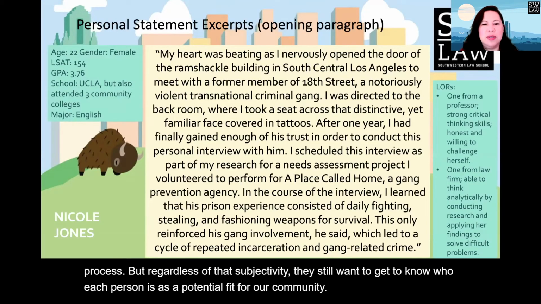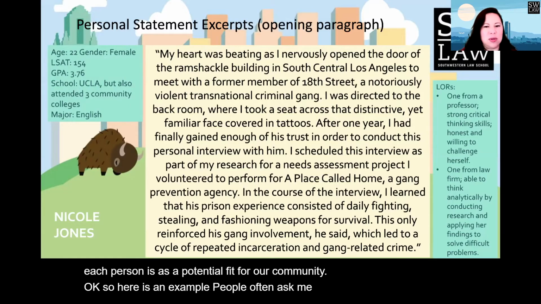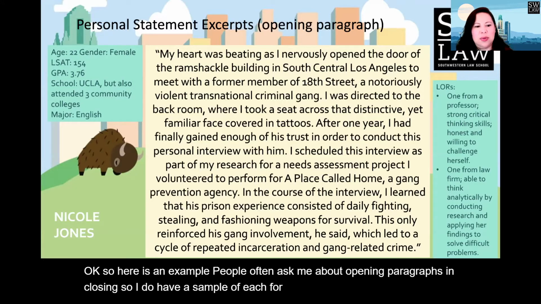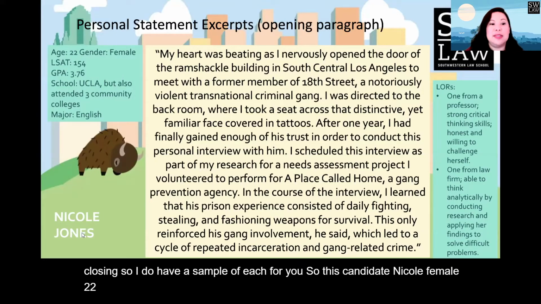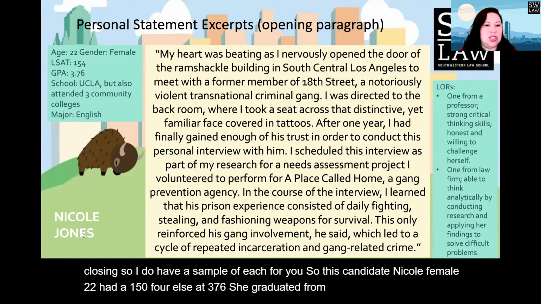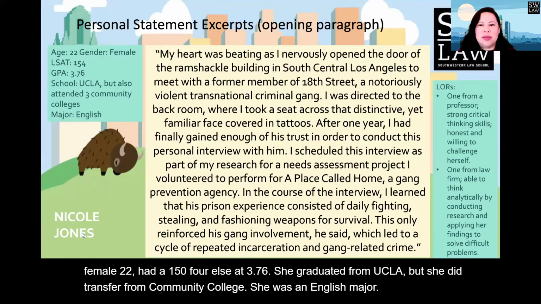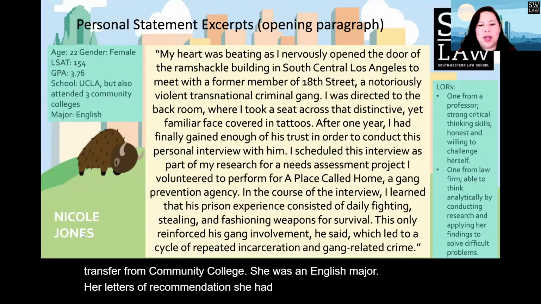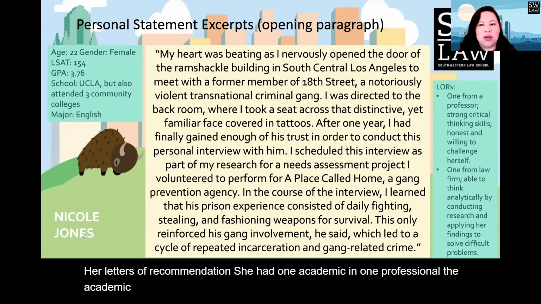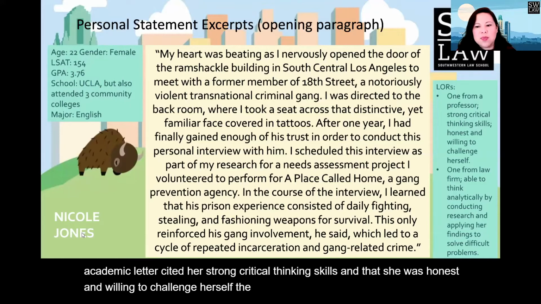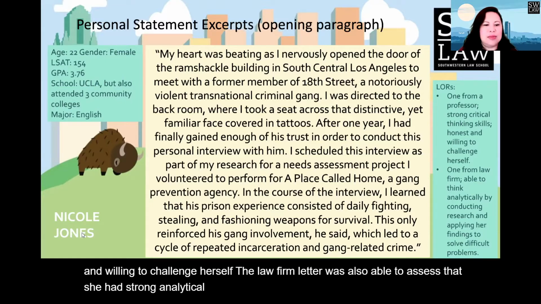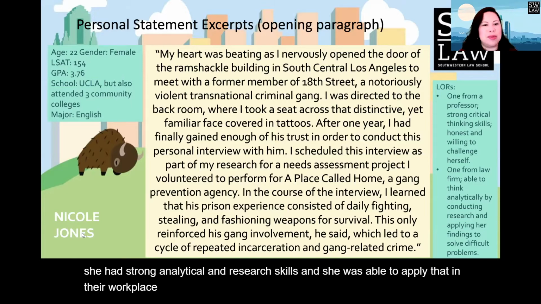Okay, so here's an example. People often ask me about opening paragraphs and closing, so I do have a sample of each for you. So this candidate, Nicole, female, 22, had a 154 LSAT, a 3.76. She graduated from UCLA, but she did transfer from community college. She was an English major. Her letters of recommendation, she had 1 academic and 1 professional. The academic letter cited her strong critical thinking skills and that she was honest and willing to challenge herself. The law firm letter was also able to assess that she had strong analytical and research skills, and she was able to apply that in their workplace to solve difficult problems.